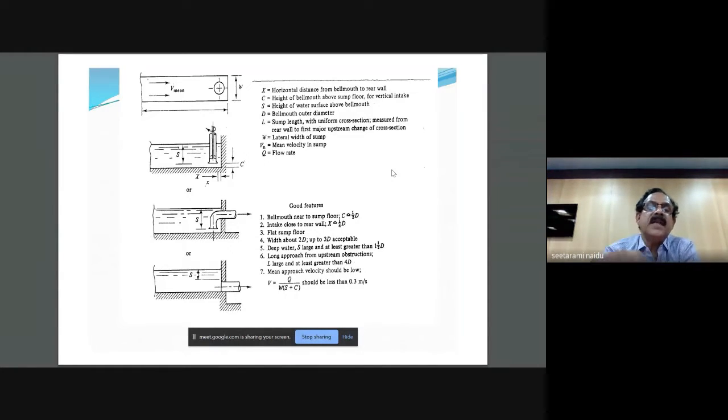There is not much benefit if you place this bell mouth 1 diameter or 2 diameters above the bottom. You can limit it to half a meter. Then you will get better performance and it can operate at the lowest water levels.